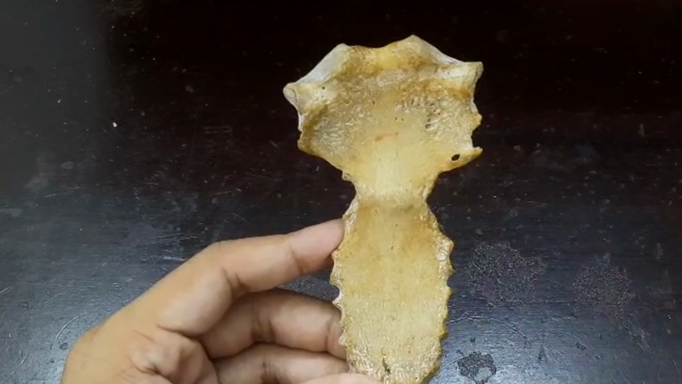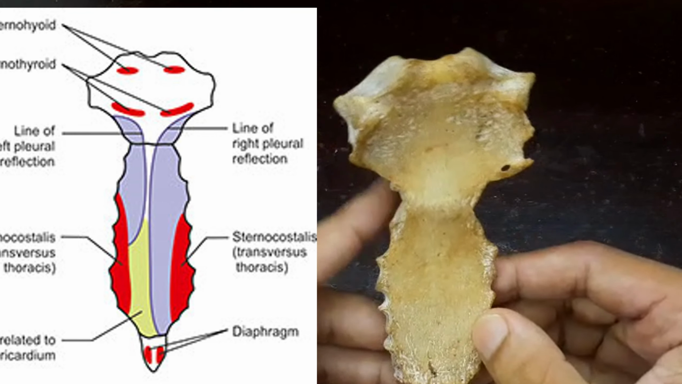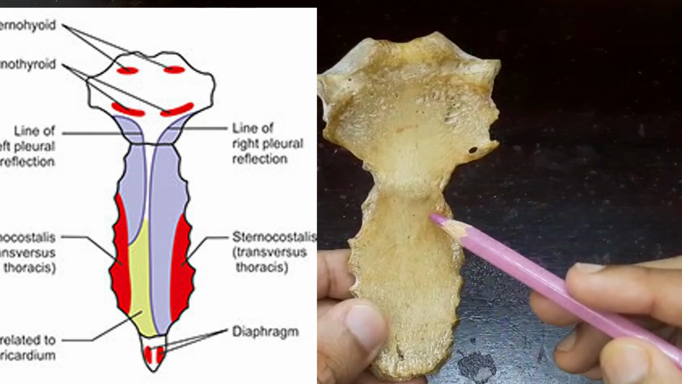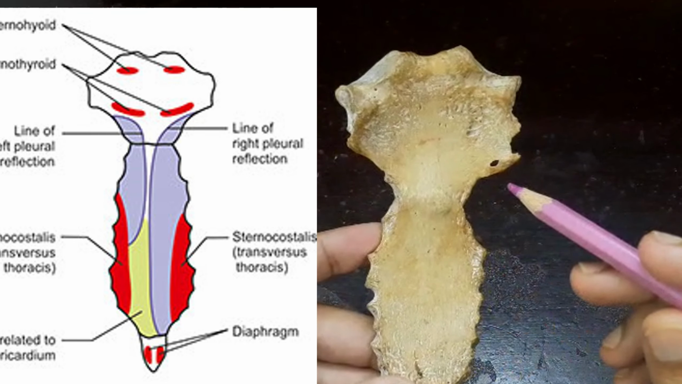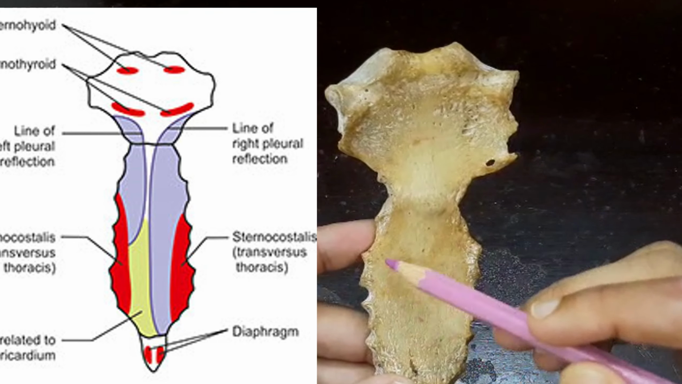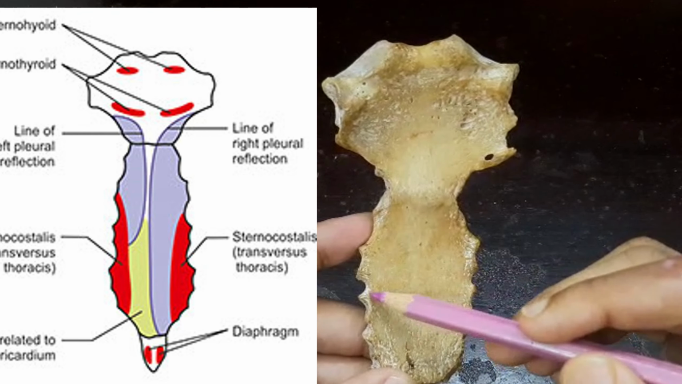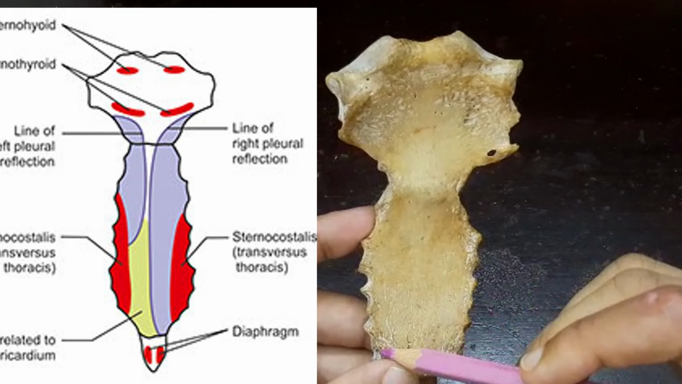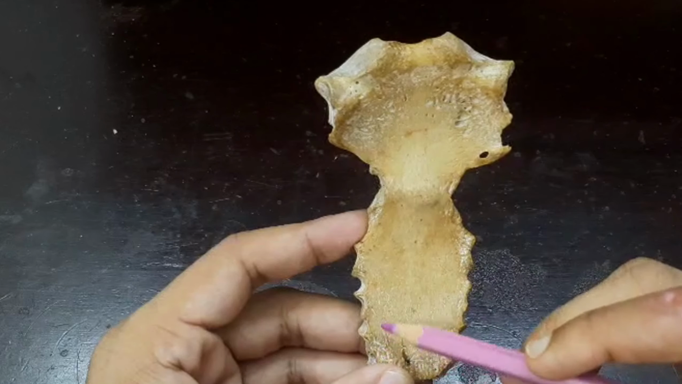Now there are some important relations on the posterior surface. On the right side, it is related to pleura and anterior border of right lung. On the left side, in the upper half, it is related to left pleura and left lung, and in the lower left side, it is directly related to pericardium.